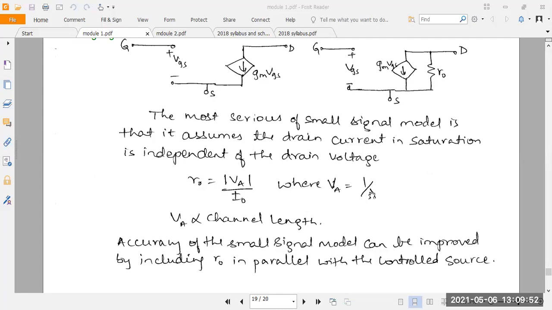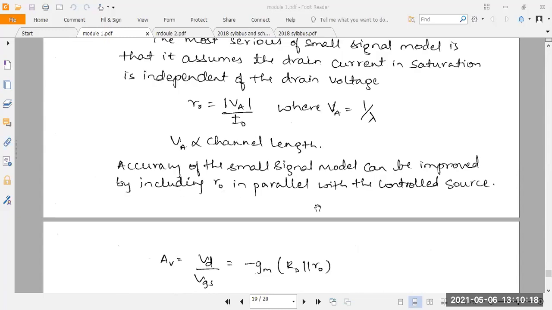What is lambda? What is VA? Understood? VA is the early voltage, that is the input voltage. We can start from negative to positive, based on the channel length. Here VA is inversely proportional to channel length modulation, that is 1 divided by lambda. Understood?